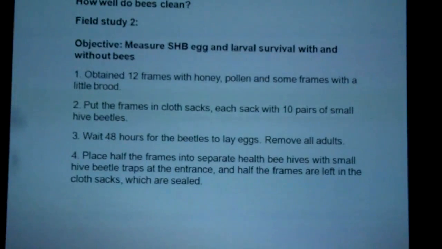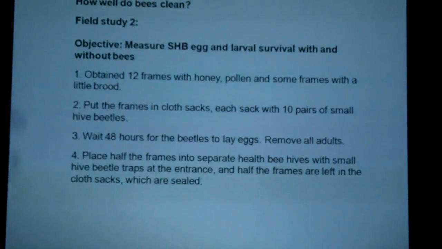Six of the frames we put into a beehive, because I want to see, now the bees are going to be presented with a frame full of eggs. I assume they're going to miss a few eggs, but we'll get some idea of how many they'll clean out. And then we take 6 of them and put them in the lab back in this cloth sack, that way we can measure how many eggs, on average, we expect would have been laid in the field.